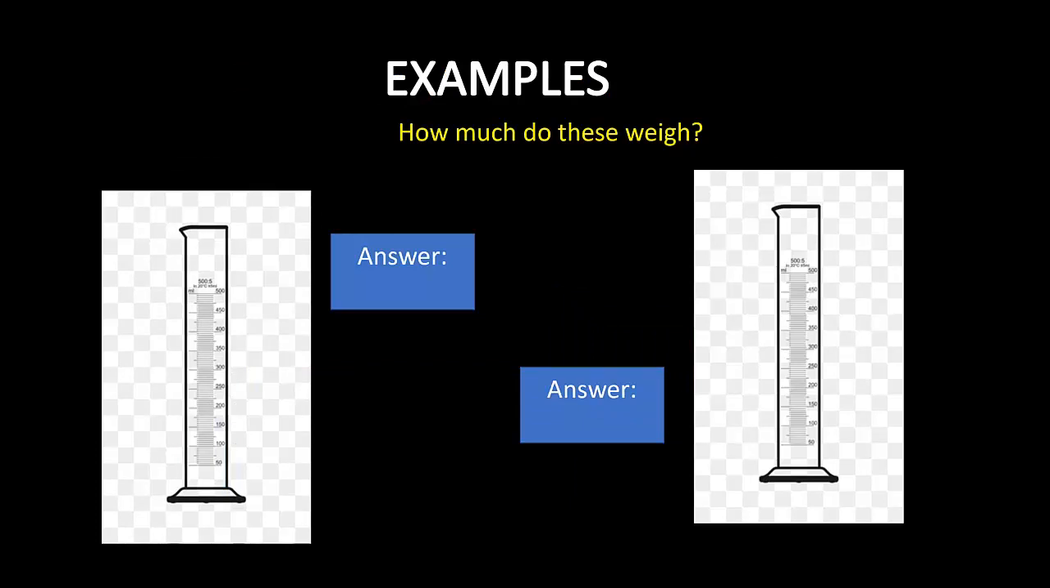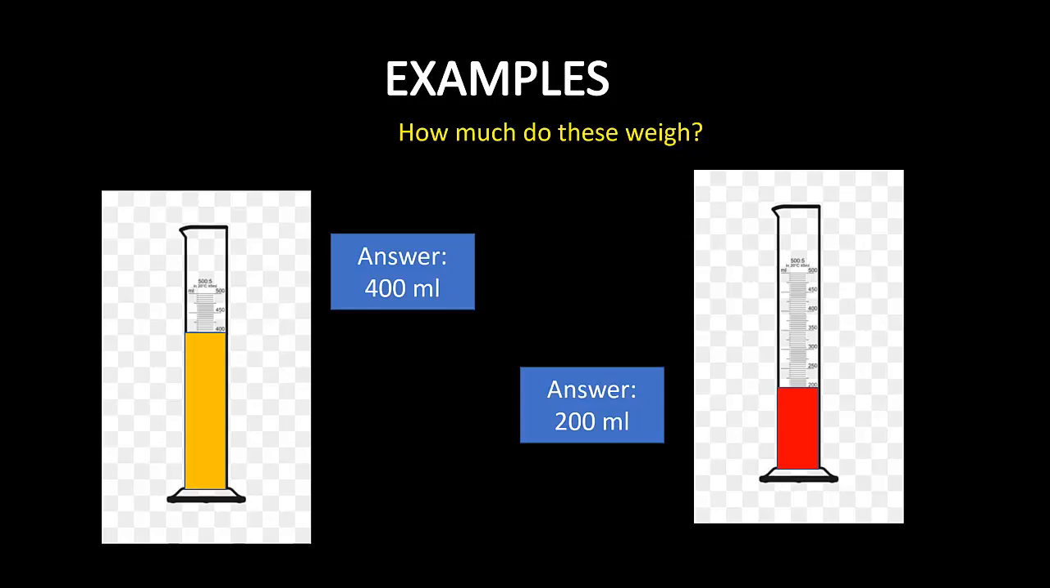So now let's see our examples. Here's our volumetric cylinder, and our orange juice is up to 400. So our answer is 400 milliliters. Now let's see how much water there will be in this volumetric cylinder. Our apple juice is up to 200. So our answer is 200 milliliters.